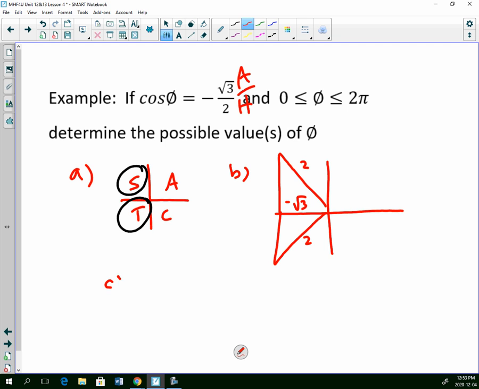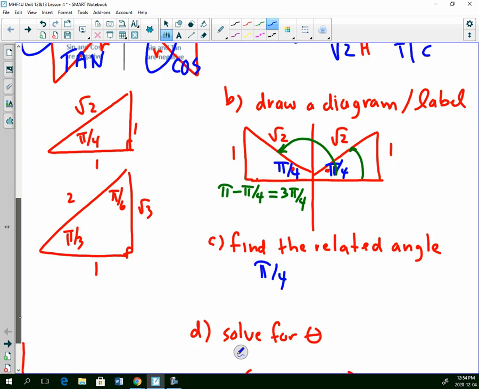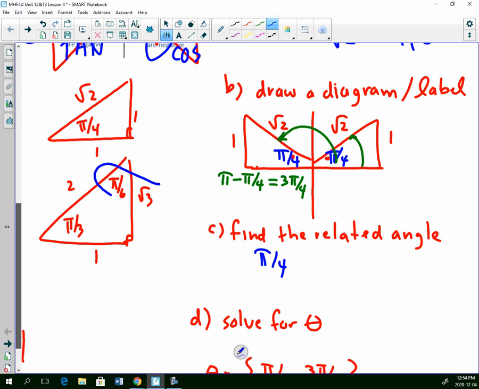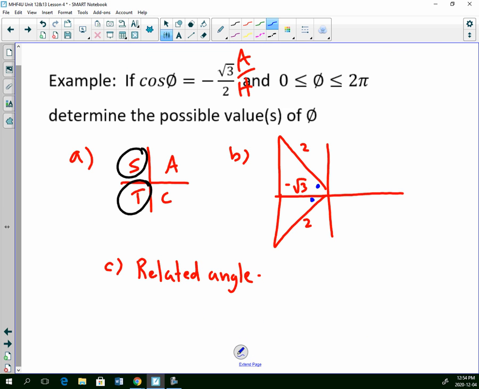So next step, determine my related angle. So I need to figure out on my special triangles which angle is next to or adjacent to the root 3. So I'm going to look at my special triangles that I drew here, and I can see that next to or adjacent to the root 3 is always the pi over 6. So my related angle is pi over 6. Okay, so pi over 6 is always adjacent to root 3.